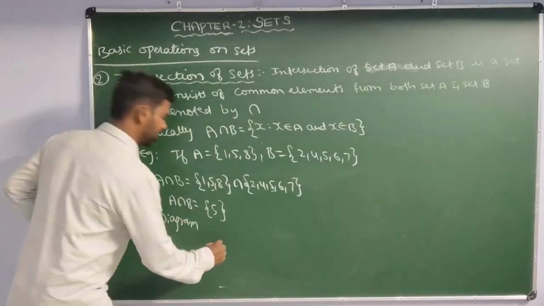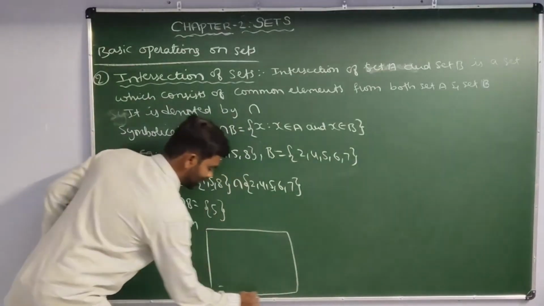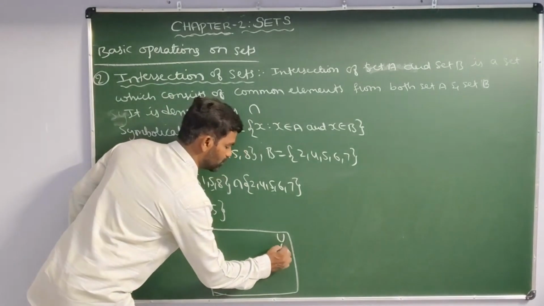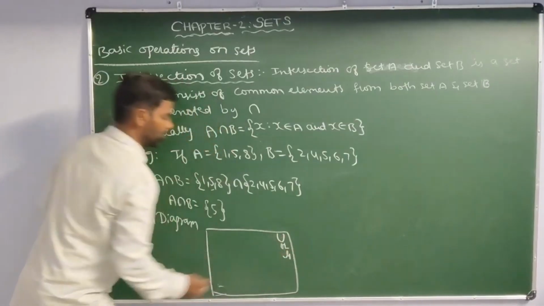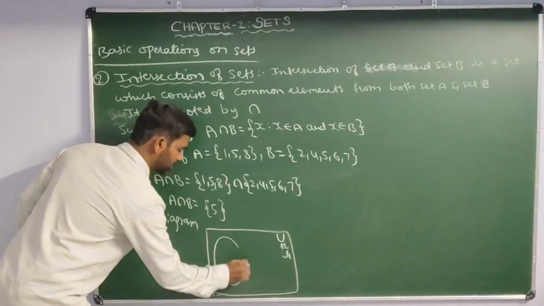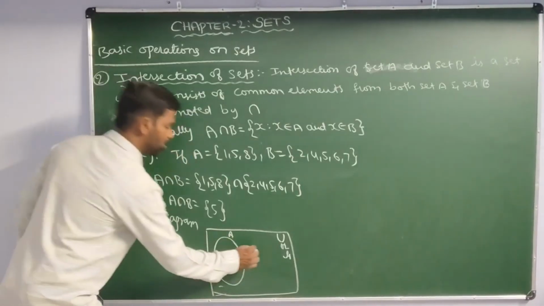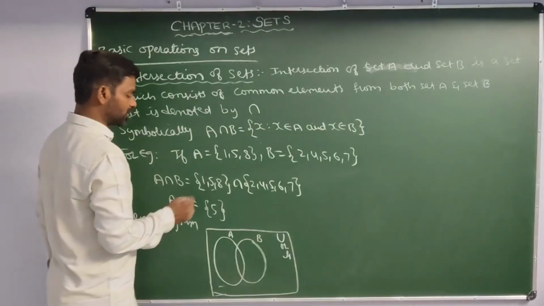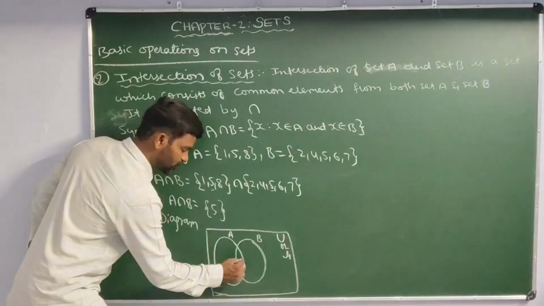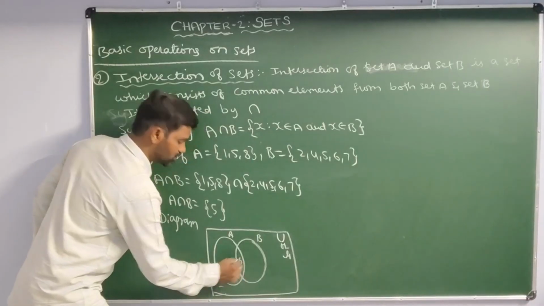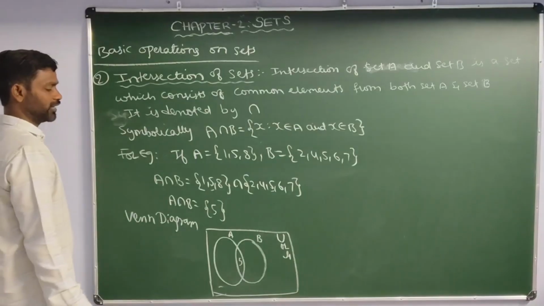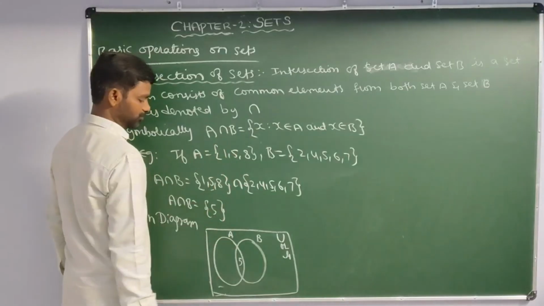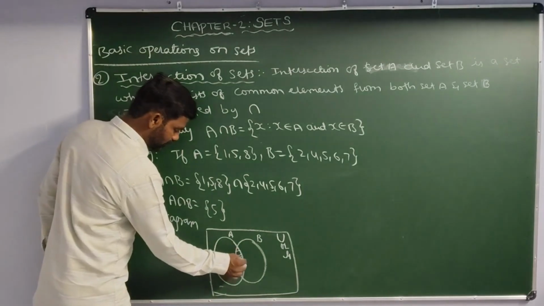Now if we represent it in a Venn diagram, how to represent it? First of all, we have to draw one rectangle. What is that rectangle called? It is called the universal set, denoted by U or mu. Draw one circle and name it as set A. Draw another circle and name it as B. Now we have to write the common elements. This is the common region for both set A and set B, where we have to write the common elements. In both the sets we have only one common element, that is 5.